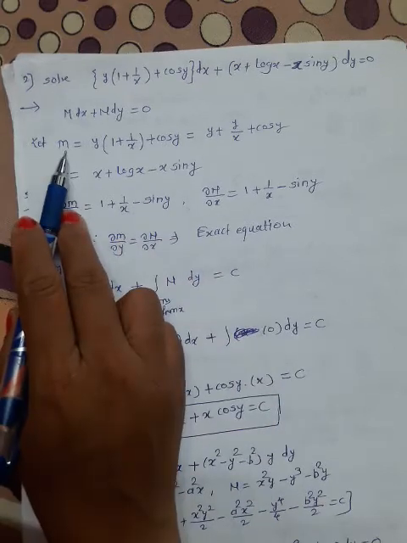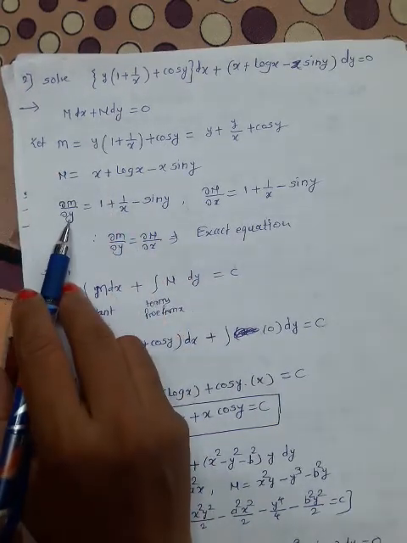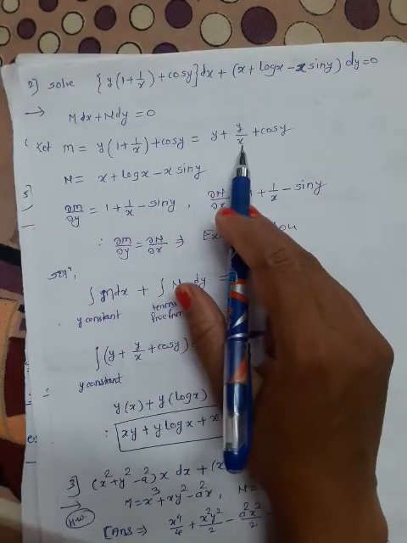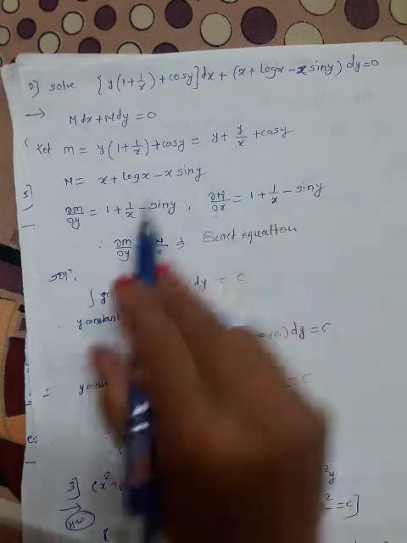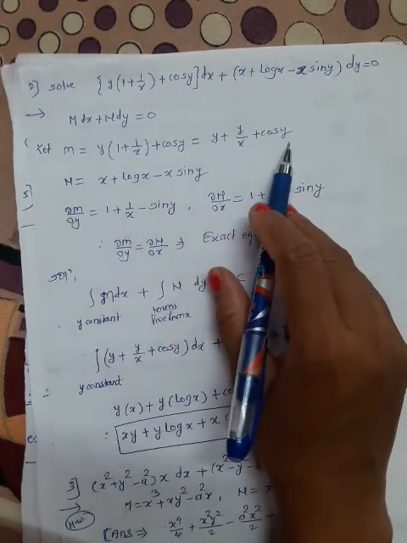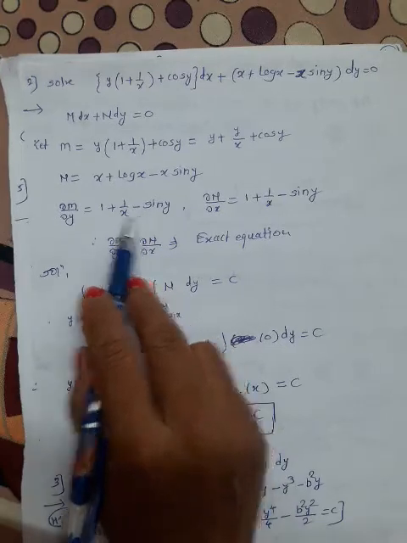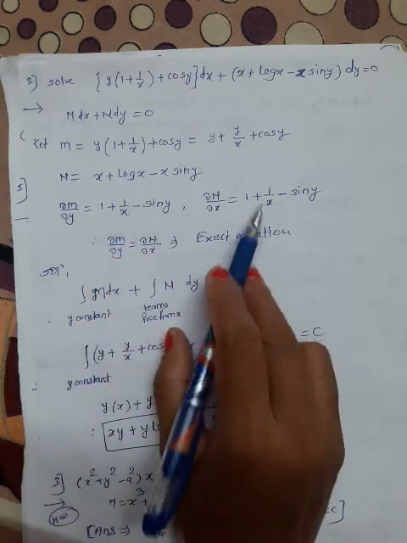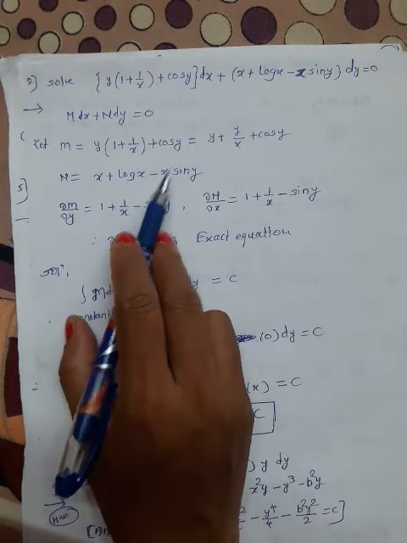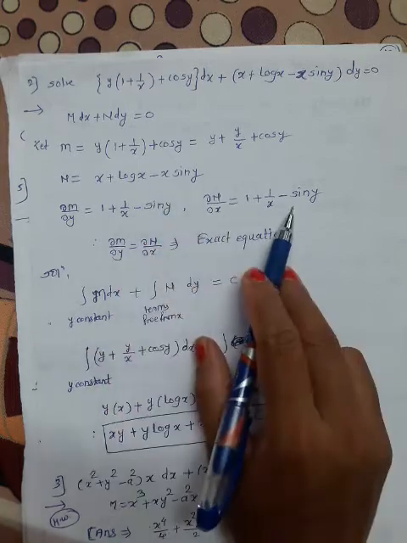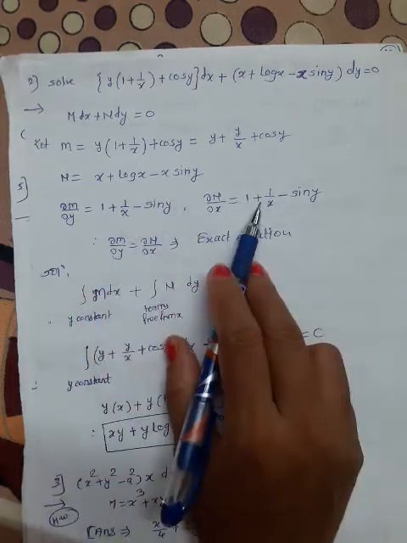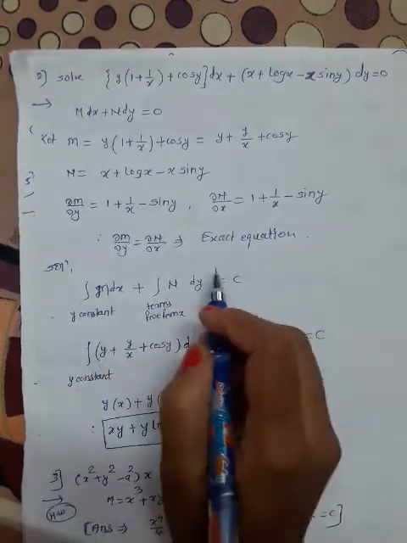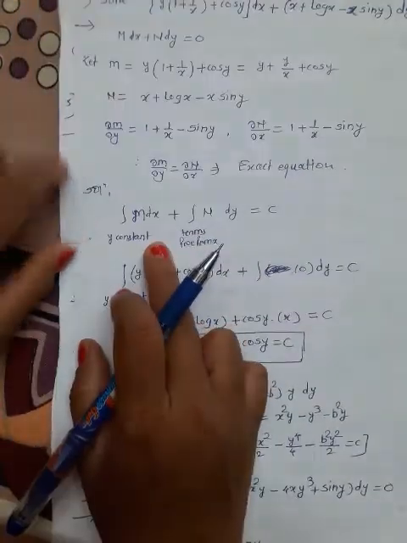Now take the derivative of M with respect to y. We get ∂M/∂y equal to 1, since the derivative of y is 1, plus again 1 by x, as x is a constant with respect to y, so it becomes 1 upon x, minus sin y. Now again the derivative of N with respect to x: the derivative of x is 1, the derivative of log x is 1 by x, minus the derivative of x is 1, and sin y is a constant, so it becomes only minus sin y. If you observe, these two are the same. That's why ∂M/∂y is equal to ∂N/∂x, which means it is an exact differential equation. And once we know this is exact, we have the solution formula.